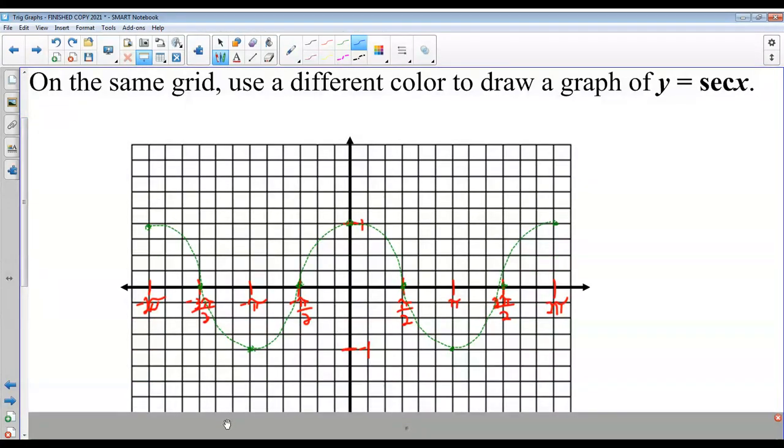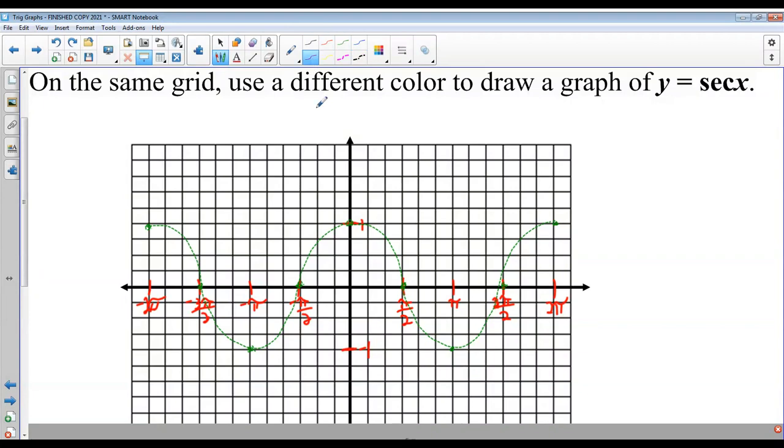But here's my parent function of cosine. Cosine starts here. When the angle measure is 0, cosine is 1. At pi over 2, cosine is 0. At pi, cosine is -1. So that's how I got that graph. I just plotted our quadrantal values, traced that nice smooth curve.